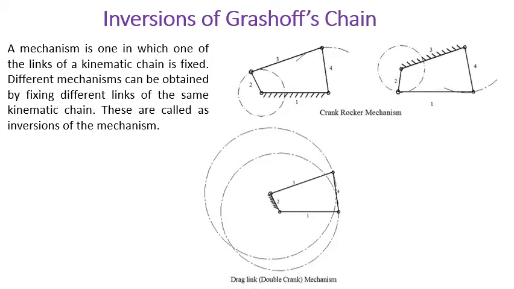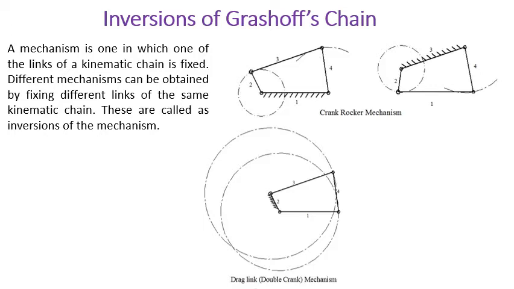And this is the third inversion. Third inversion is nothing but what? Instead of fixing link number 1 and link number 2, if I fix the link number 3, this is nothing but a third inversion. Okay. So this is also a crank rocker mechanism because link number 2 acts as a crank and link number 4 acts as a rocker.